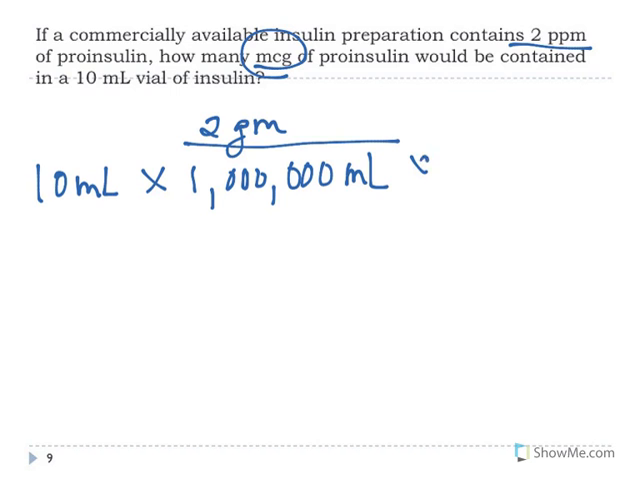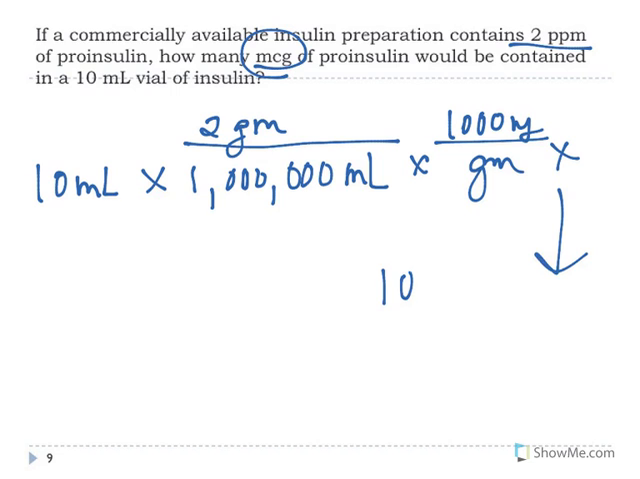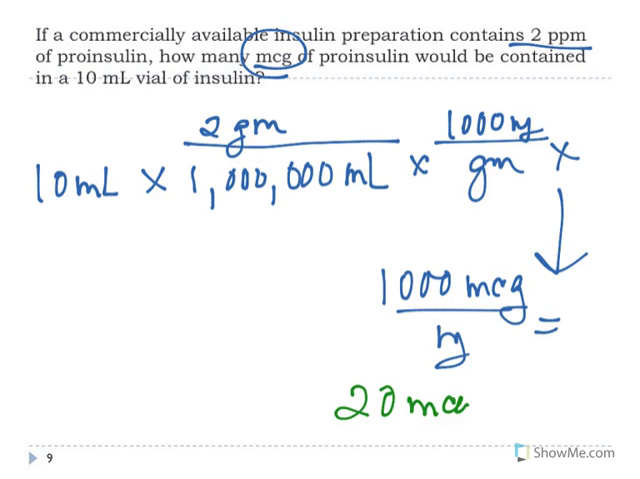But we're going to eventually need to solve for micrograms. So we're going to have to multiply by 1,000 twice, because we have 1,000 milligrams in 1 gram, and we have 1,000 micrograms in a milligram. So when you finally solve for this, your final answer, and I'll put it in green, is going to be 20 micrograms.